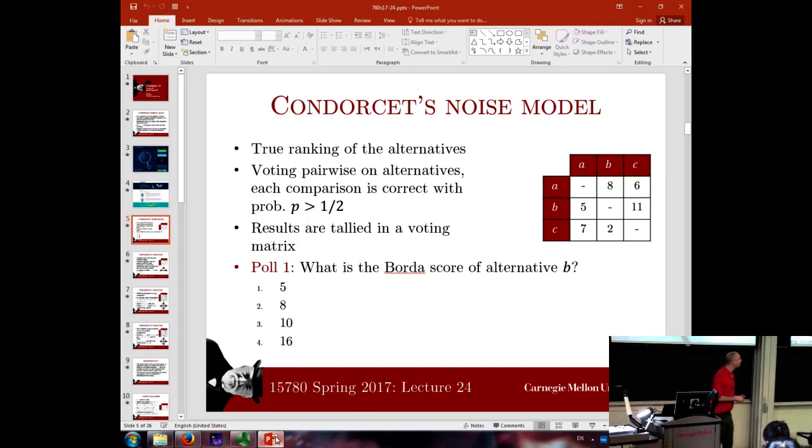Yeah, so the table shows, for every entry, how many voters prefer the alternative in the row to the alternative in the column. So for example, the 8 here says, if you think of this as summarizing rankings, that 8 voters ranked A above B, whereas this entry would say 5 voters ranked B above A.